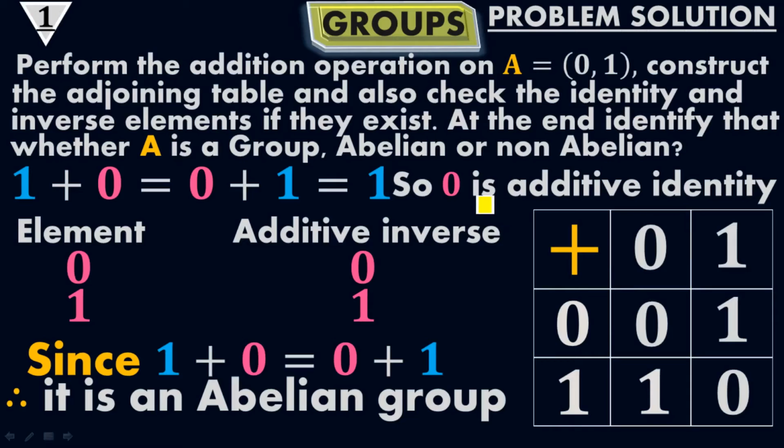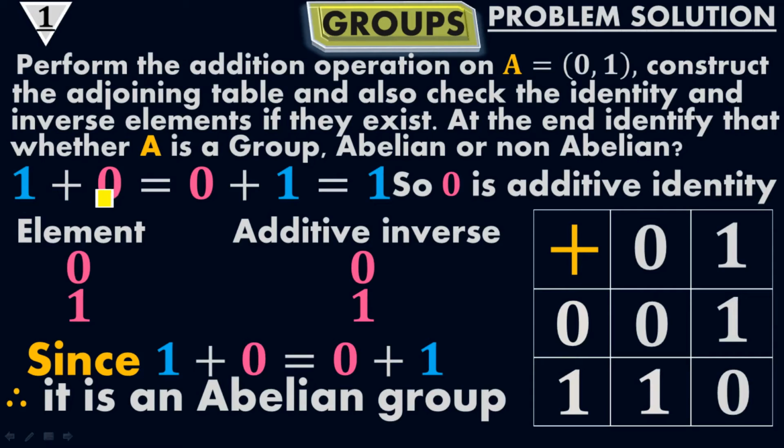Therefore, for the identity element, we will use the additive identity law. According to the additive identity law, 1 plus 0 equals to 0 plus 1 equals to 1. Because remember, 1 plus 0 equals to 1 and 0 plus 1 equals to 1. Which means that this element 0 is the identity element. Because remember, by adding 0 to either side, you will get the same 1.